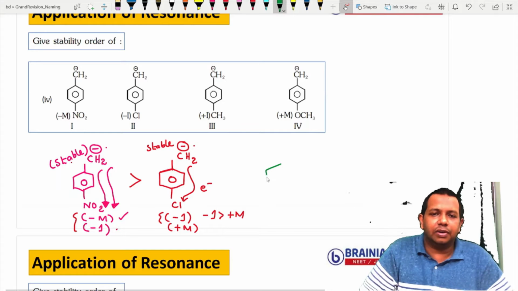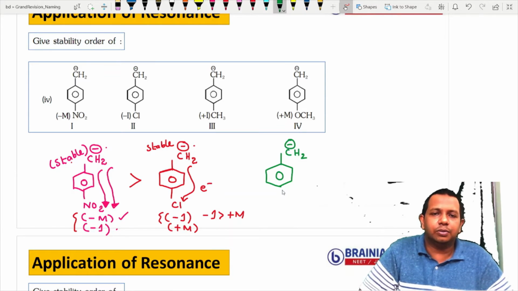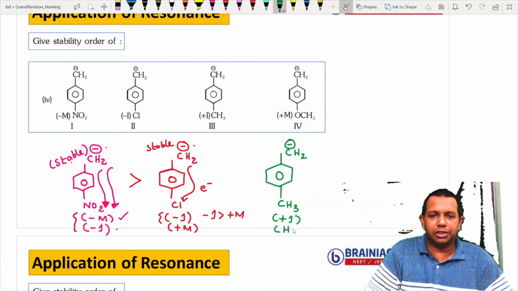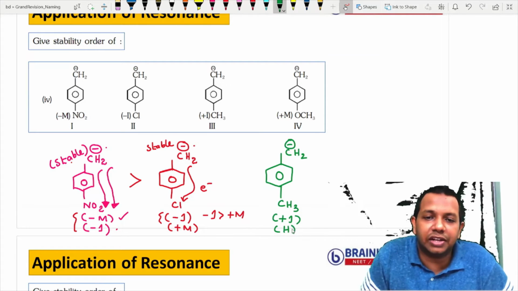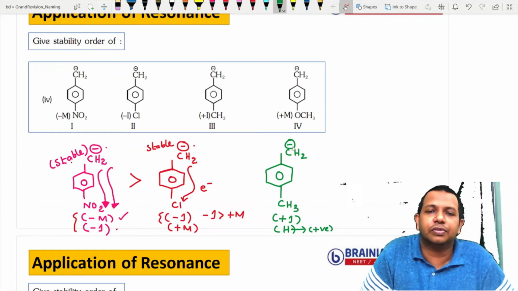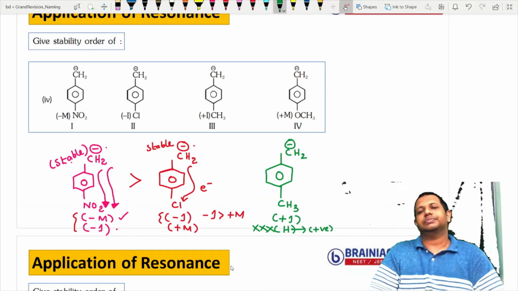In the third one, you can see the benzene ring is there, and you have CH2 minus connected here, and to this you have CH3 connected. So what effects does CH3 have? CH3 has plus I effect and hyperconjugation. We know that hyperconjugation has a role only when there is positive charge. But in this question you have negative charge. So here we don't need to consider hyperconjugation.